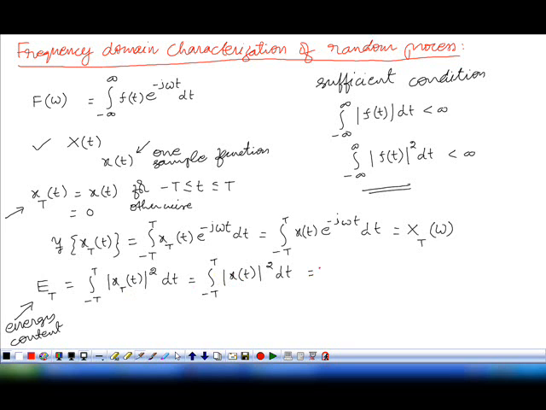Can I write this as 1 by 2 pi integral from minus infinity to plus infinity, is it right? What does this indicate?